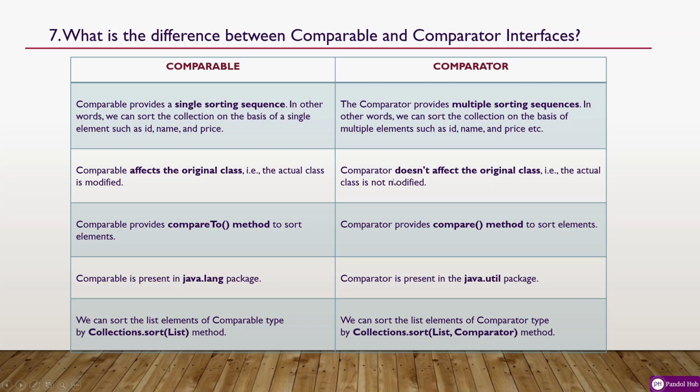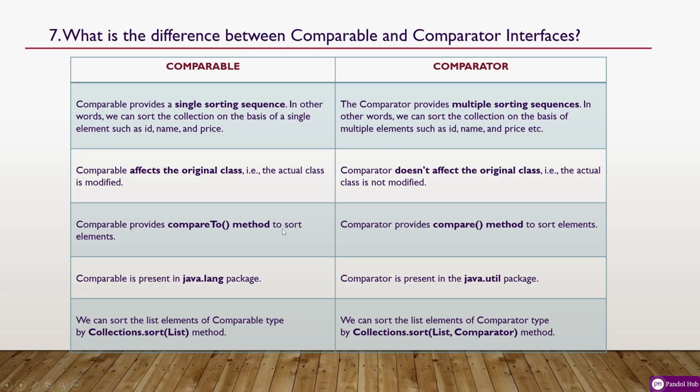Whereas in the case of Comparator, it doesn't affect the original class. That is, the actual class is not modified. This implies that you don't need to write the sorting sequence logic in your Employee class. You can have a separate class for the Comparator, write all your sorting sequences there, and use this Comparator object for comparison of the Employee class. So here you don't need to write any single line relating to sorting in the Employee class. Whereas if you use Comparable, you're going to write the logic inside your Employee class.